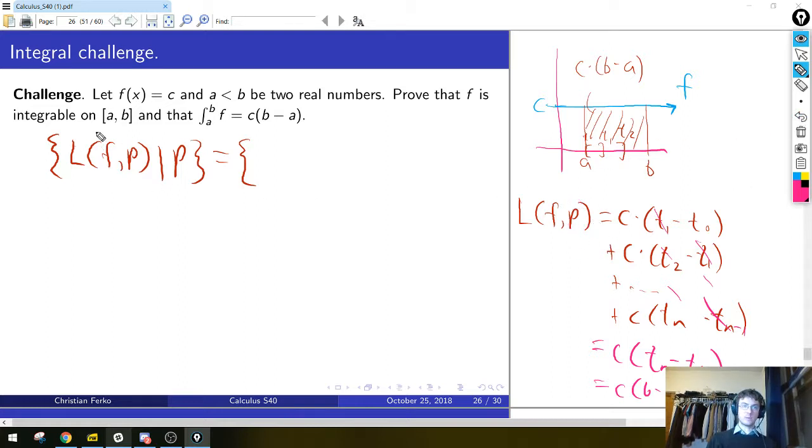So if I want to write down the set of all lower sums for every partition P, what is that set? We're writing down the set of all lower sums over any partition. I just told you that in any partition, the lower sum is this. So what is this set then? This has to be painfully obvious, and I'm not getting the question.